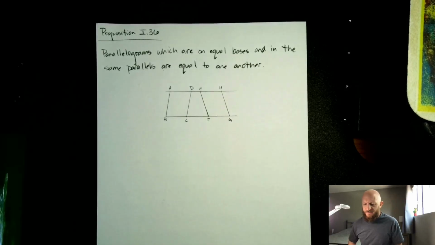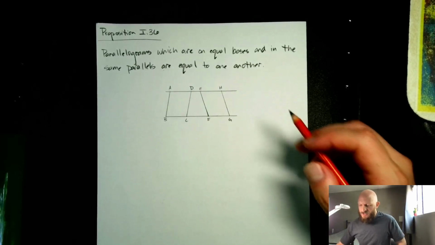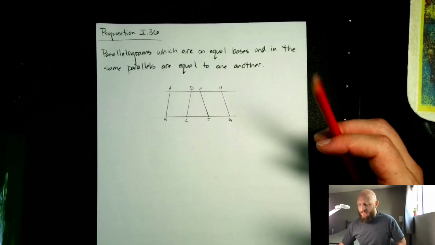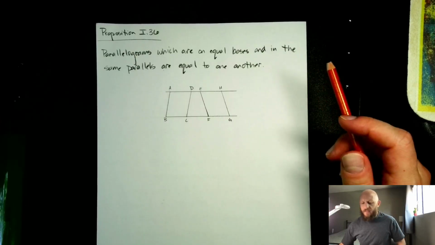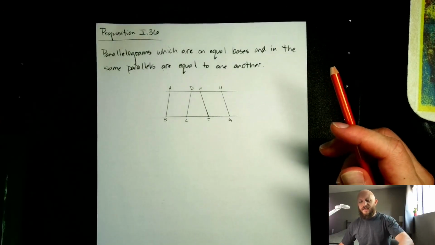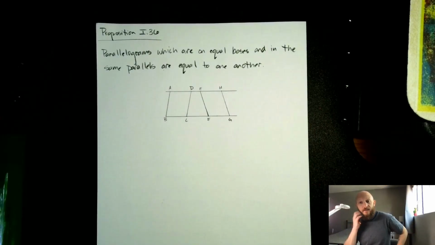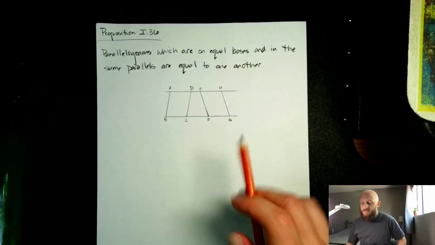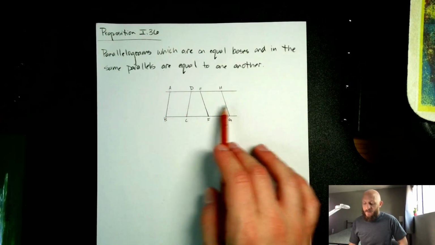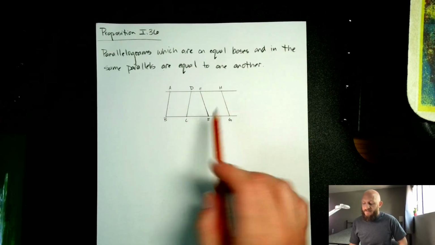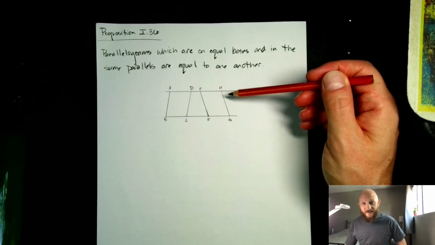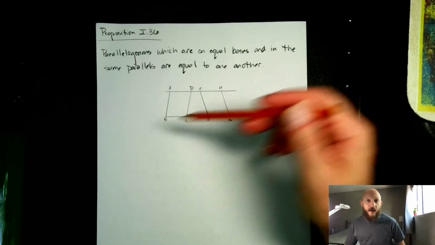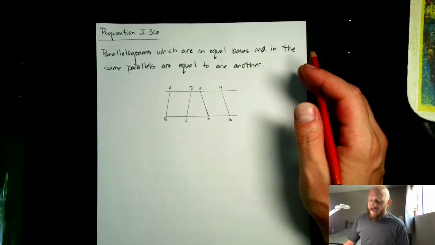Right. Prop 36 says parallelograms which are on equal bases and in the same parallels are equal to one another. So this is the one I would claim that really establishes that the area of a parallelogram is base times height, because it's just saying that if you take any parallelograms at all where they have equal bases and they're falling between the same two parallels, in other words, they have the same height, then the area of those two parallelograms is the same.